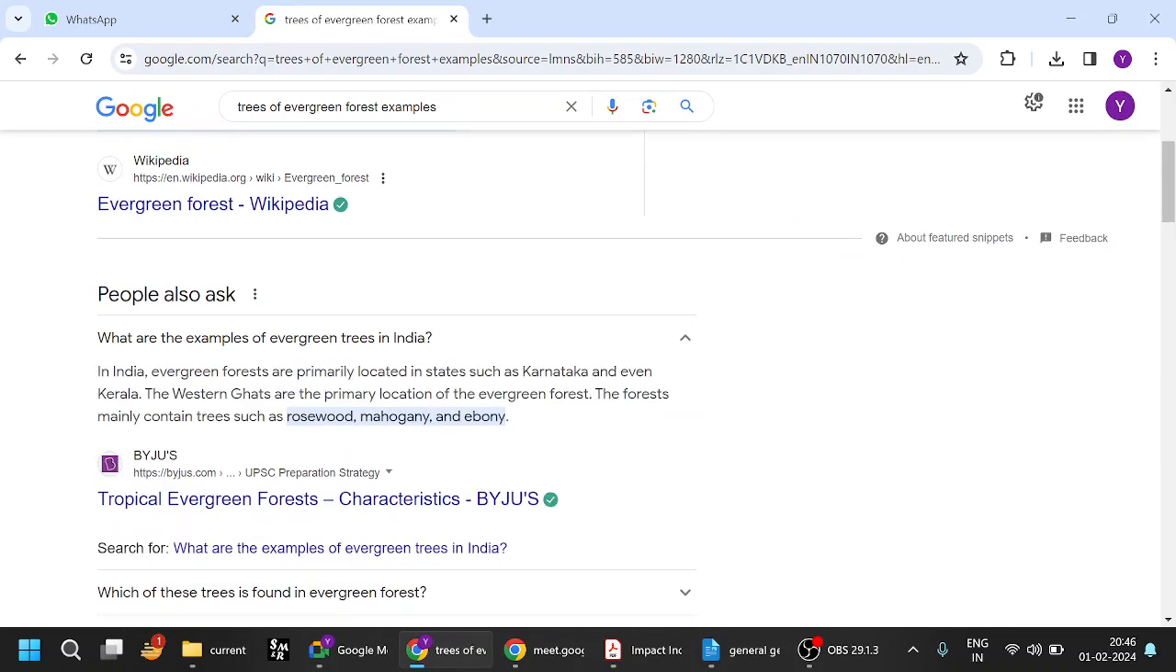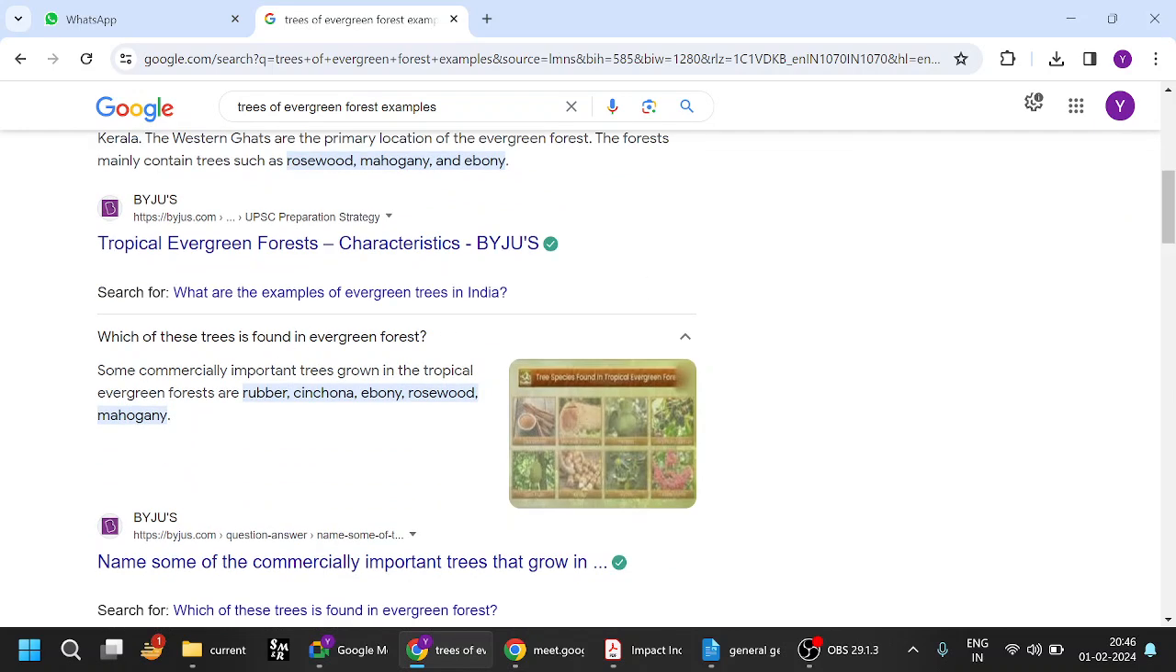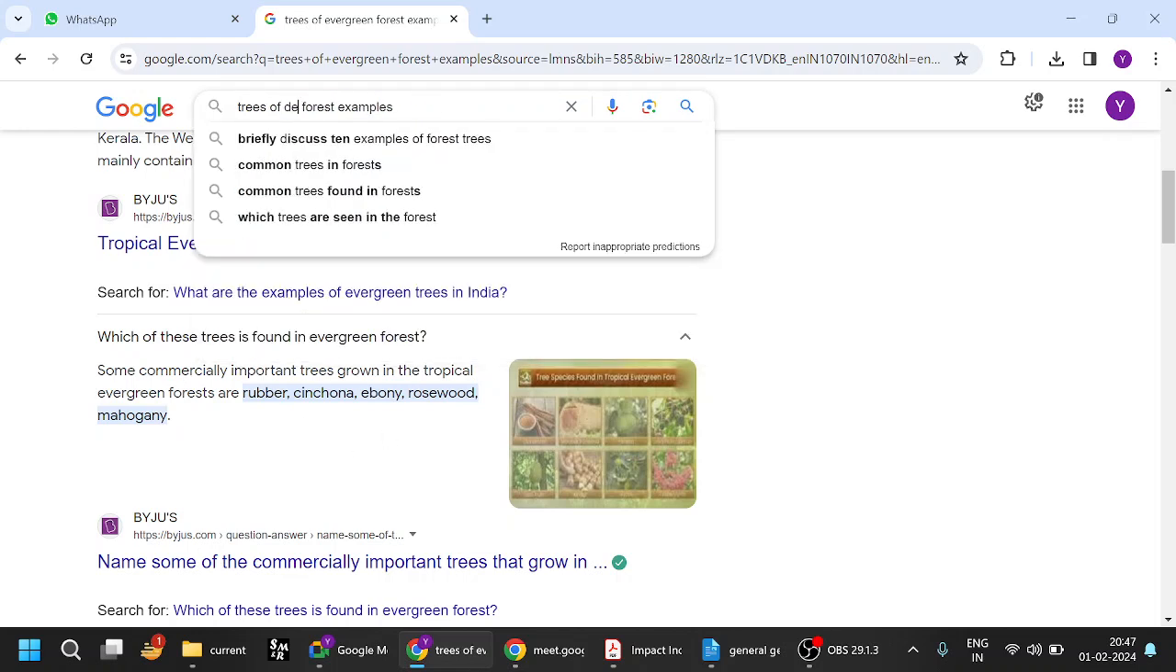Remember this: rosewood, mahogany, ebony, etc. They are examples of evergreen forest. Rubber, cinchona, ebony, rosewood, mahogany, etc. are trees found in evergreen forest. Then trees found in deciduous.